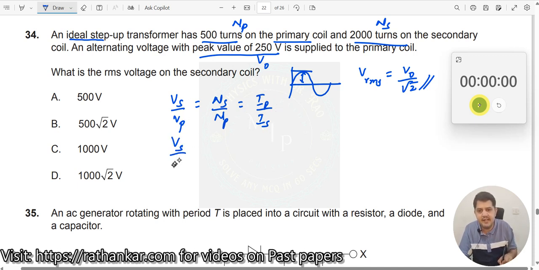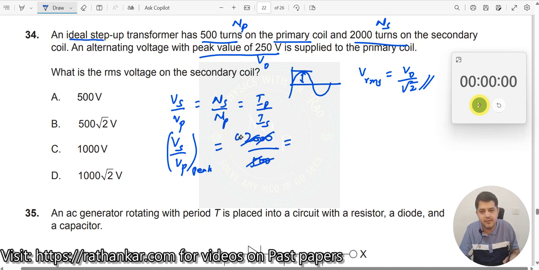So V secondary by V primary. I consider the peak voltages over here, I am not considering the RMS, because peak is what is given to me. I'll take only peak over here, which is equal to NS, 2000, divided by NP, 500. So this goes away, which is equal to 5 ones are 5, 5 fours are 20. So the answer should be 4 here, and thus Vs peak is equal to V primary peak multiplied by 4.